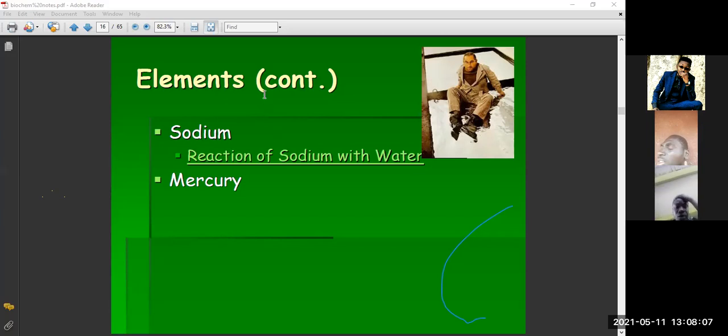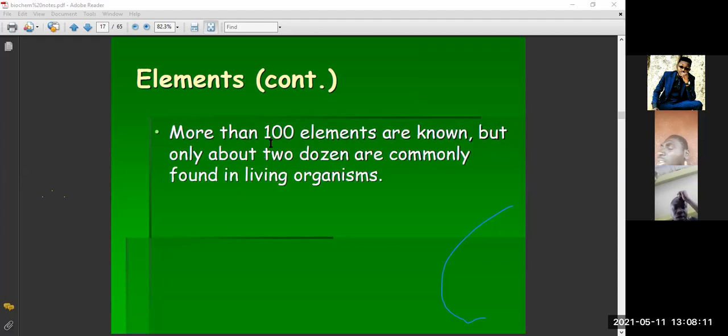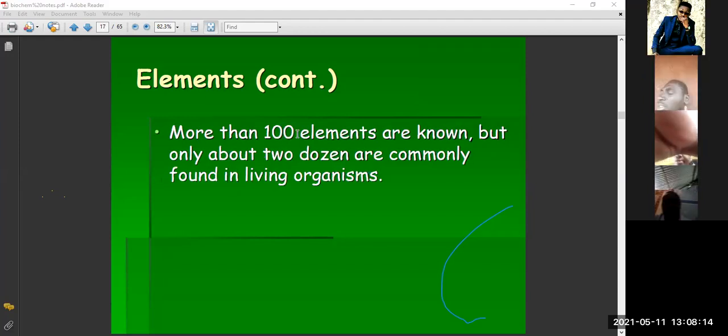Hg. That's for mercury. Okay. So more than 100 elements are known, but only about 2 dozen are commonly found in living organisms.